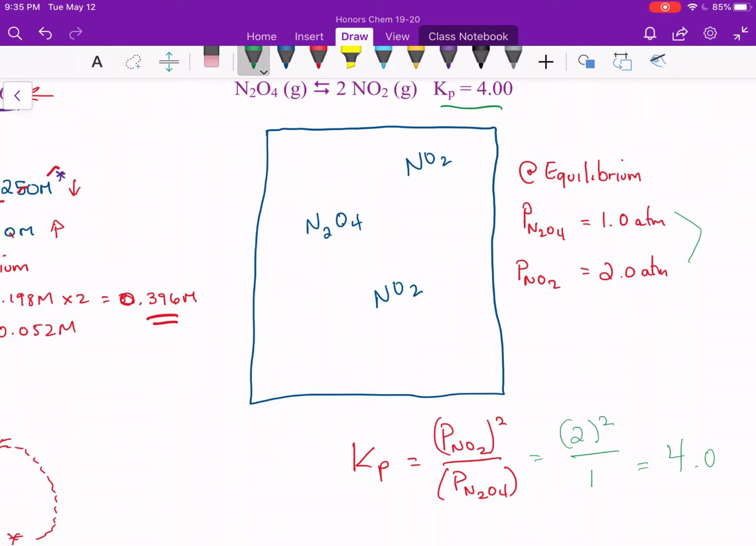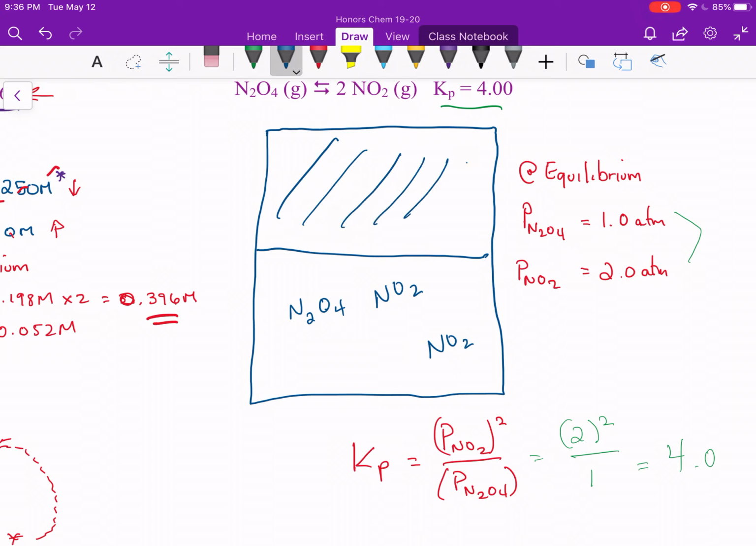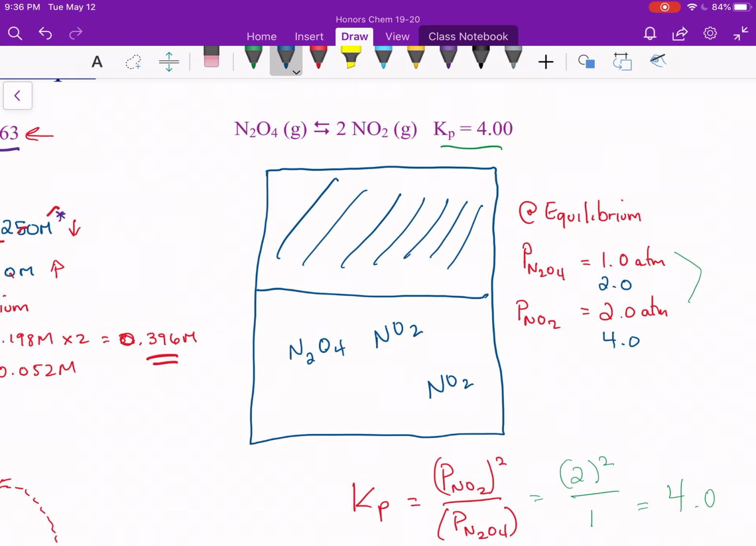Now, let's say that we were in a situation where we were able to cut this volume in half, right? So we kind of squished this thing down. When we cut the volume in half, hopefully it makes sense that my pressures are going to increase. In this case, this goes up to 2.0 and this goes up to 4.0. Now, Le Chatelier's principle says that if we decrease the volume, thereby increasing the pressure, it's going to shift to the fewest moles of gas. So in this case, we should see a shift reverse.